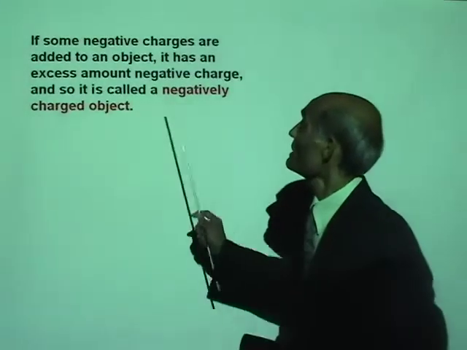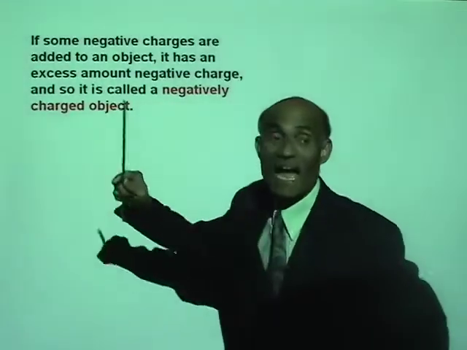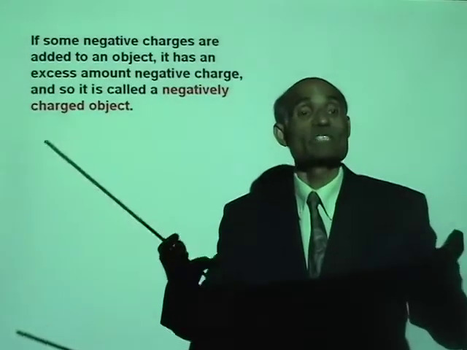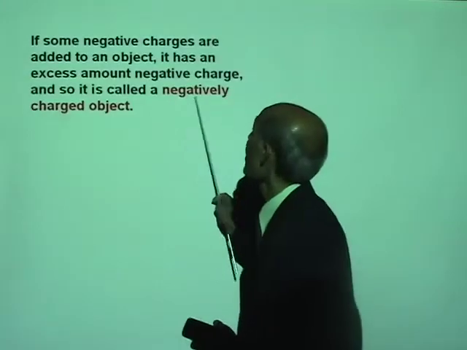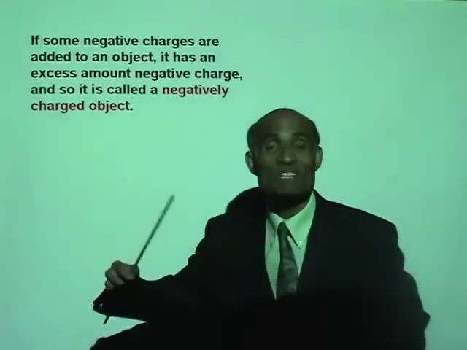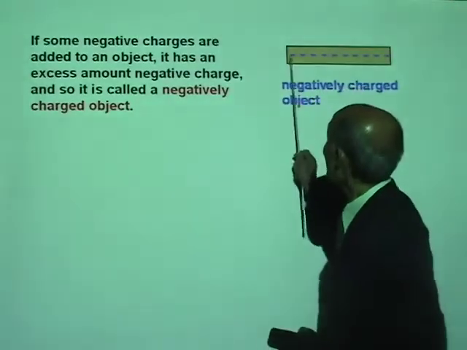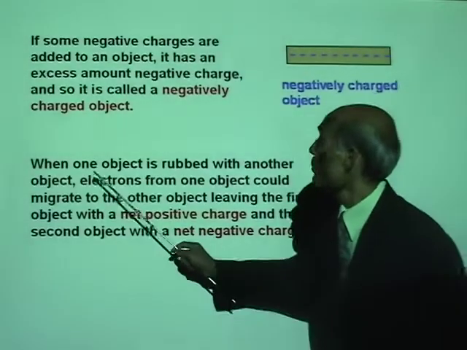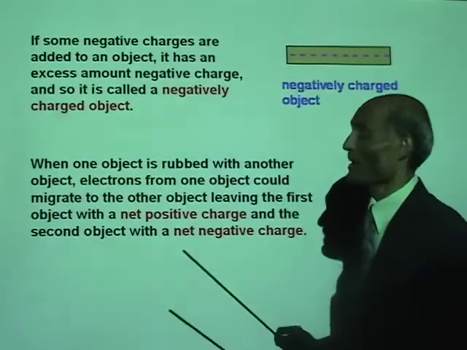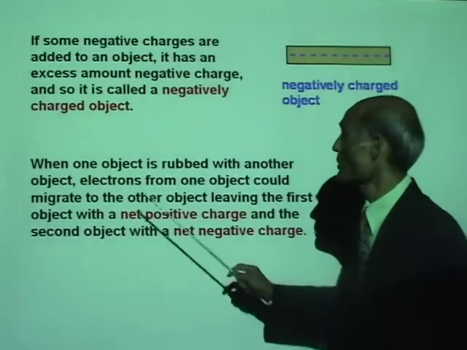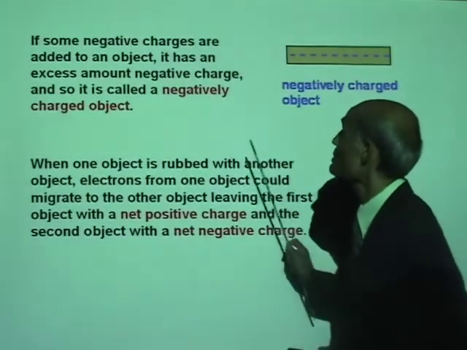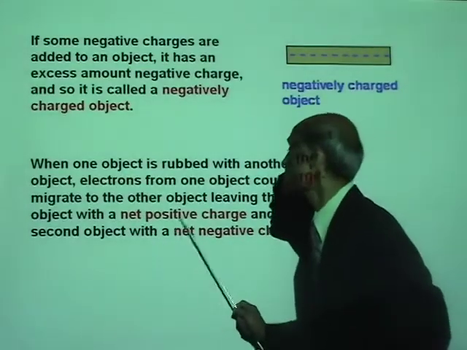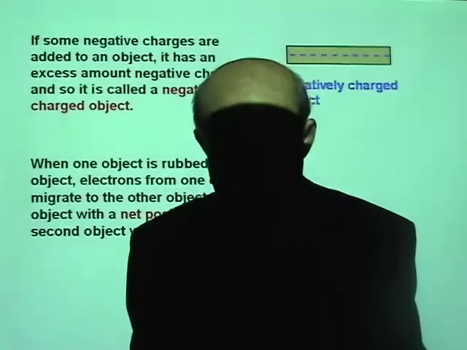Similarly, if some negative charges are added to an object, it will have an excess amount of negative charge, and we will call that object negatively charged. Now here I have a negatively charged object. When one object is rubbed with another object, as I just showed you, electrons from one object could migrate to the other object, leaving the first one with a net positive charge.